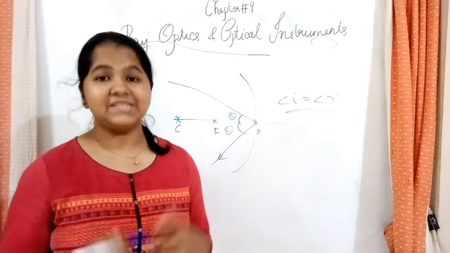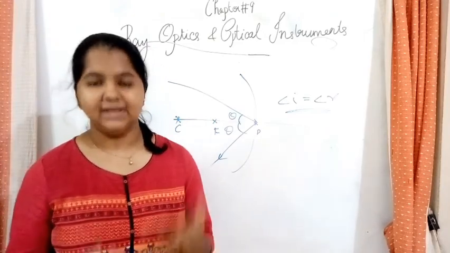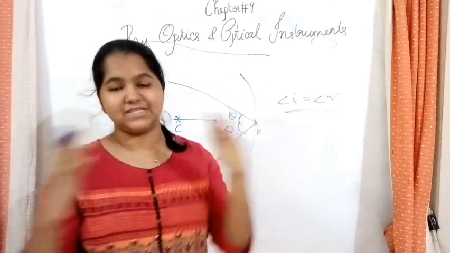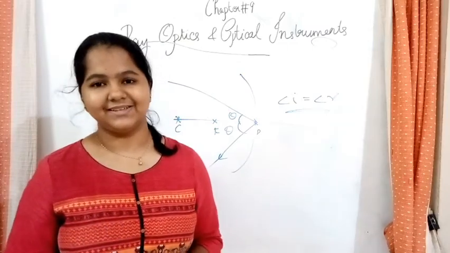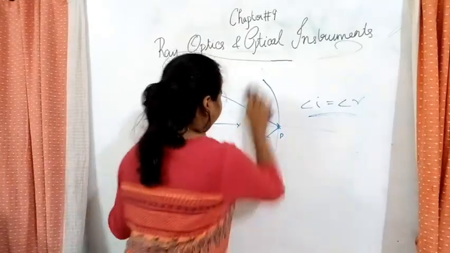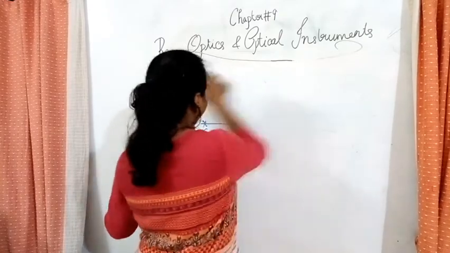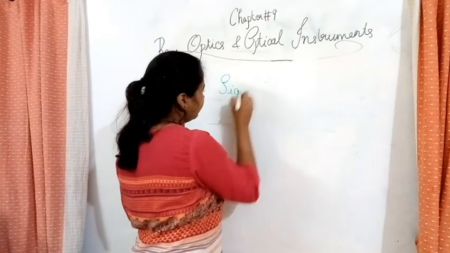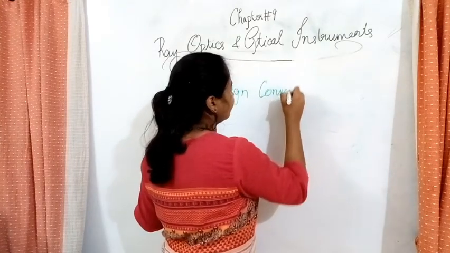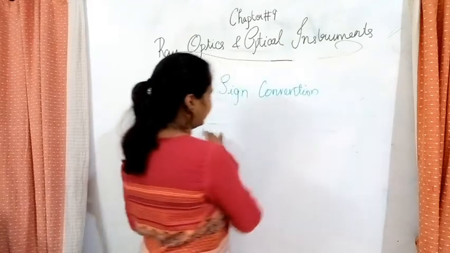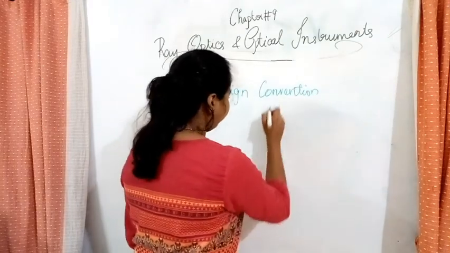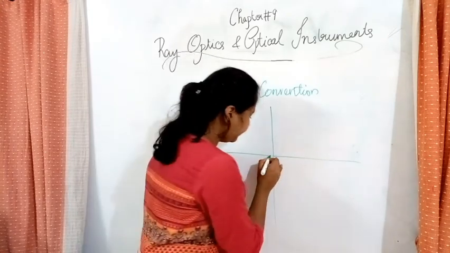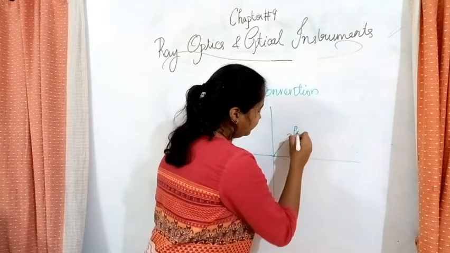So next we have to learn about sign conventions. What do you mean by sign? Sign is whether it's positive or negative, that is, this entity is positive, this entity is negative. So let's see the sign conventions. Let's take the graph. This is our graph and this is the mirror. This is the pole of the mirror.